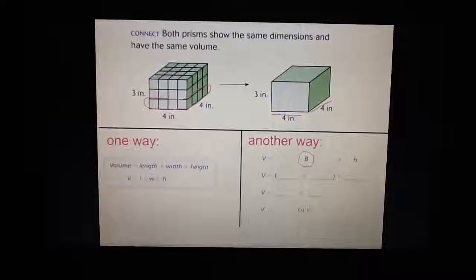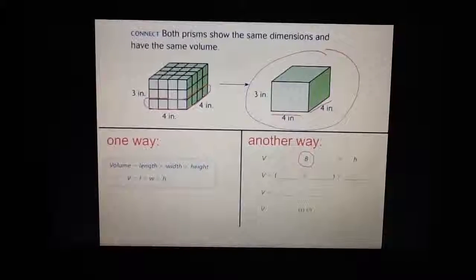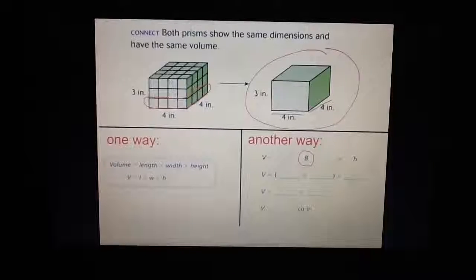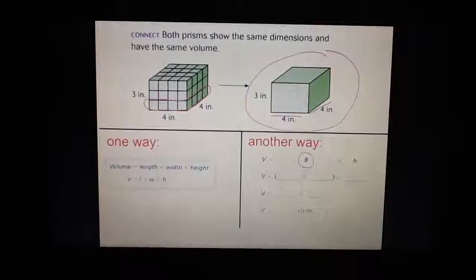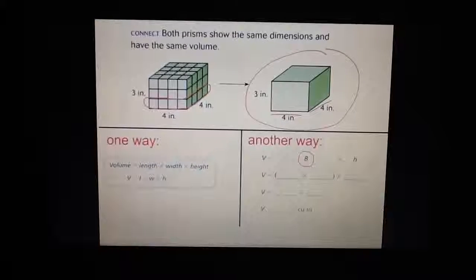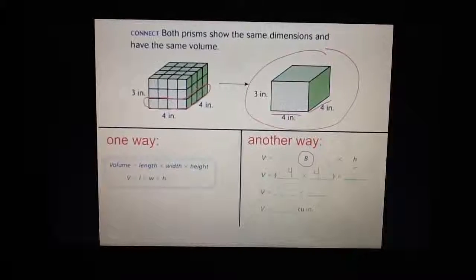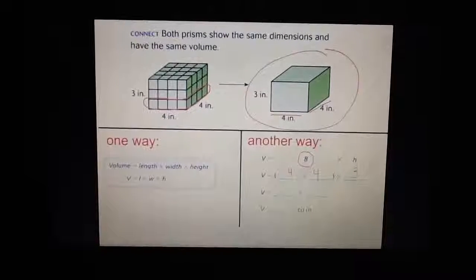So, if you look at this whole rectangular prism, without showing the cubes, you can still find the volume using the formula. But we can not only just do length times width times height, you can find your base, which is your length times width, which would be 4 times 4. And then you can multiply that by your height, which in this case is 3.